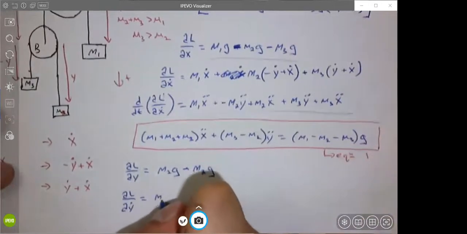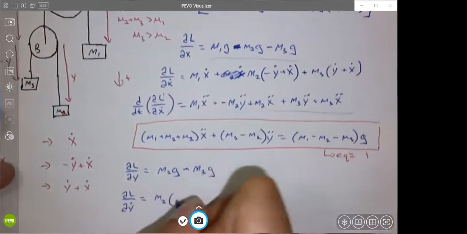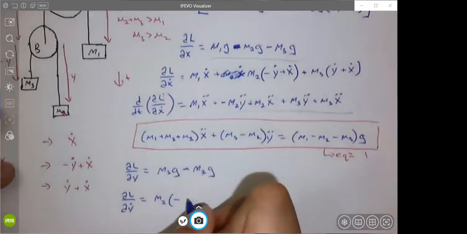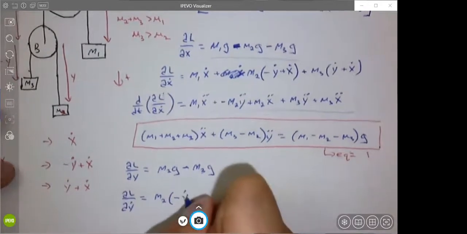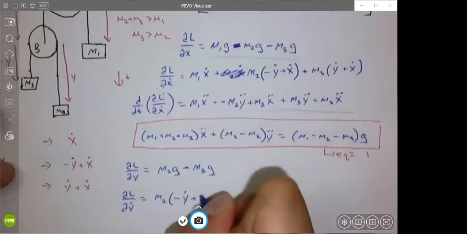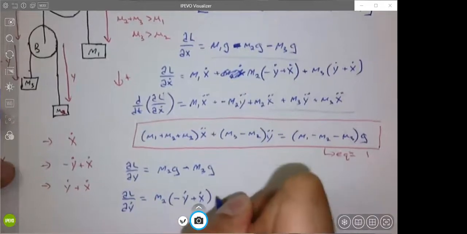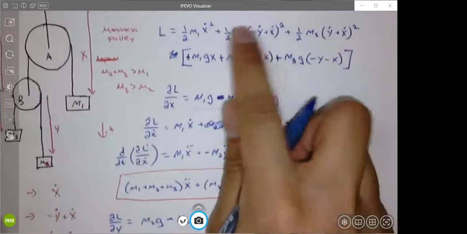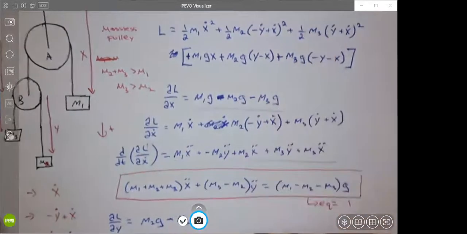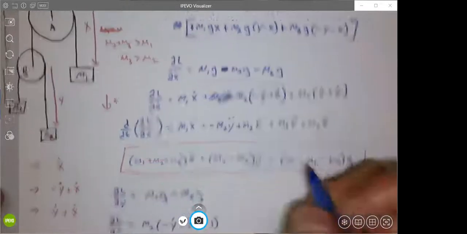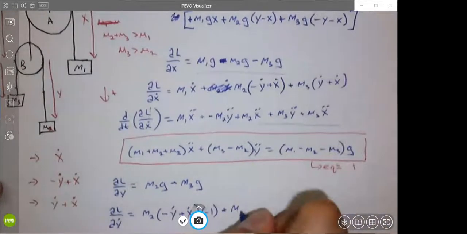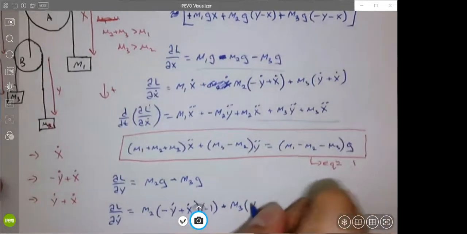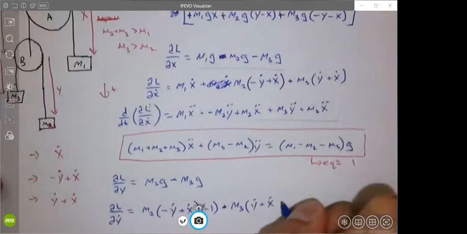m2 parentheses negative y dot plus x dot multiplied by negative 1. So that is this first term right here when we take the derivative. The second term is pretty straightforward. It's just going to be multiplied by 1. And then we can just say that's going to be m3. And over here, it's going to be y dot plus x dot, and that's it.